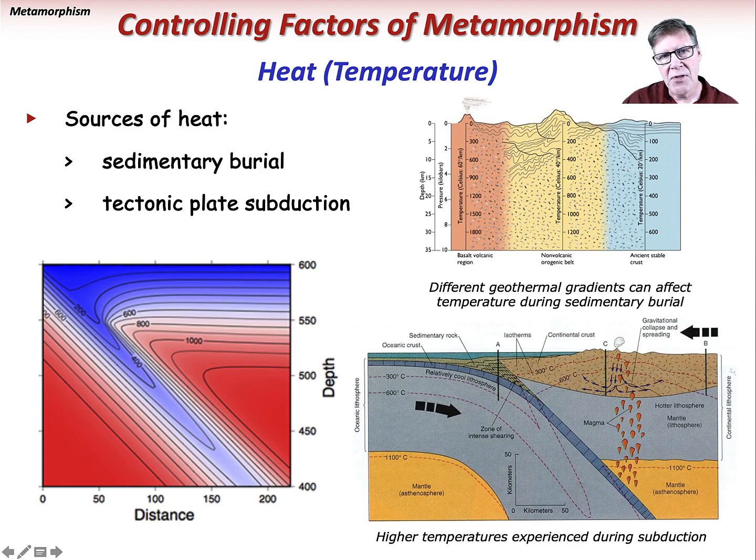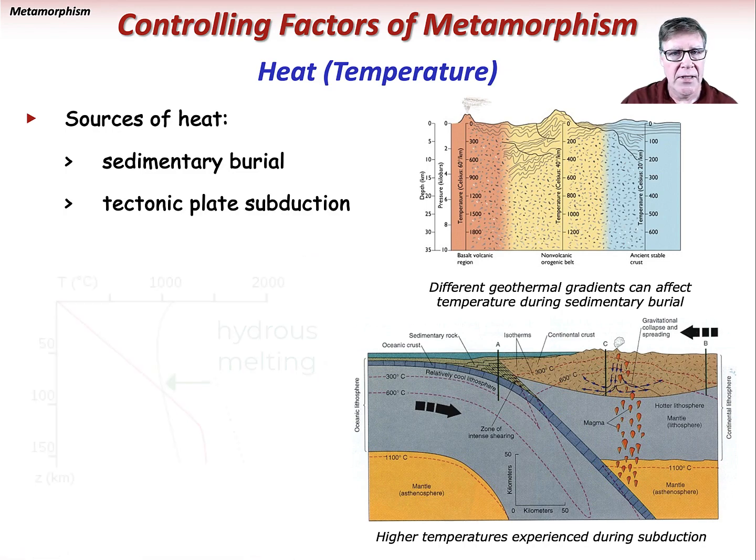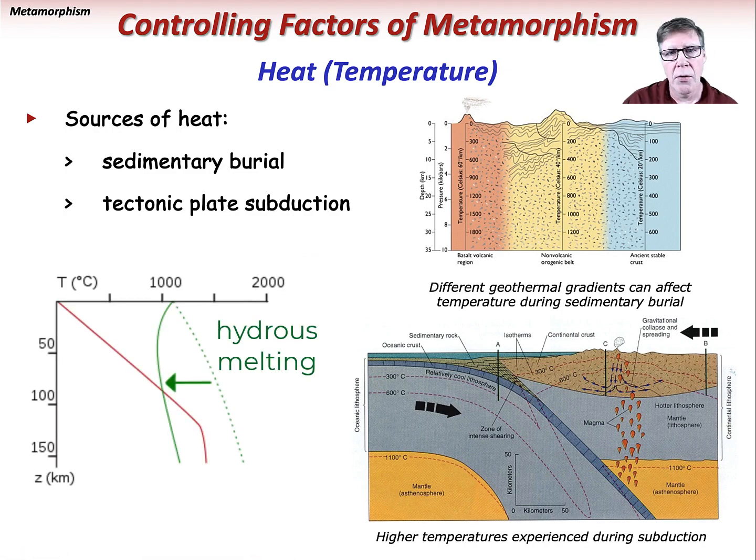And as this happens, the mineral crystals start to change and water gets flushed out of that plate into the overlying mantle, whether it's the asthenosphere or the lithospheric mantle. And again, the addition of water into those hot rocks lowers their melting temperatures and you can form magmas.